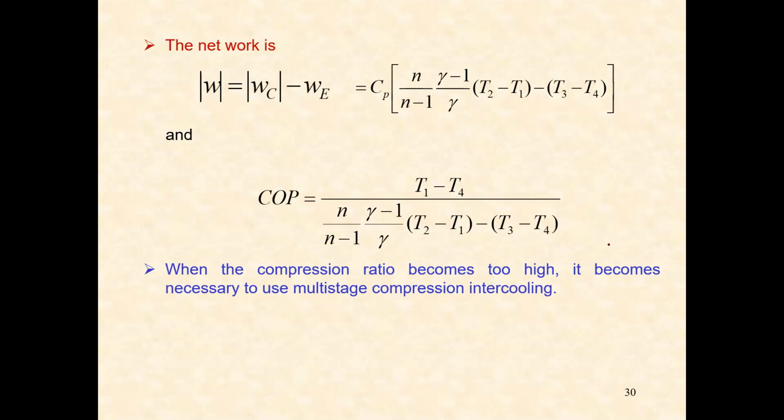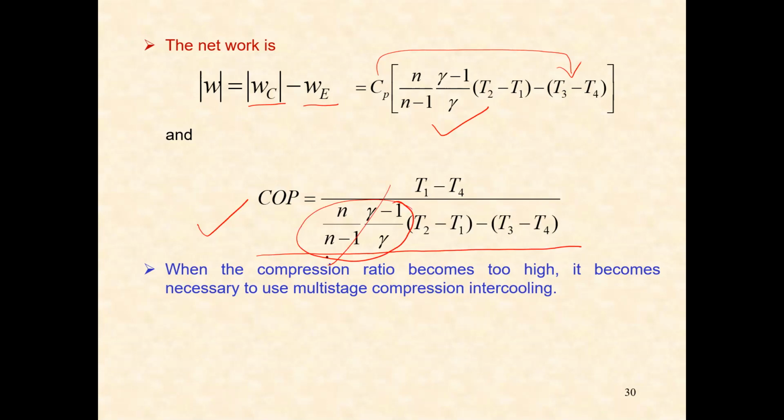So now we can calculate the value of the net work, which will once again be given by compressor work minus expander work. The compressor work is given by this expression, and the expander work was equal to Cp times T3 minus T4, and the Cp has been taken out of this bracket. So finally the value of COP can be calculated from this TDS equation. Why am I calling it TDS? Because there is n as well as gamma involved in this expression, whereas in the previous case this term was not there, when it was an isentropic compression.